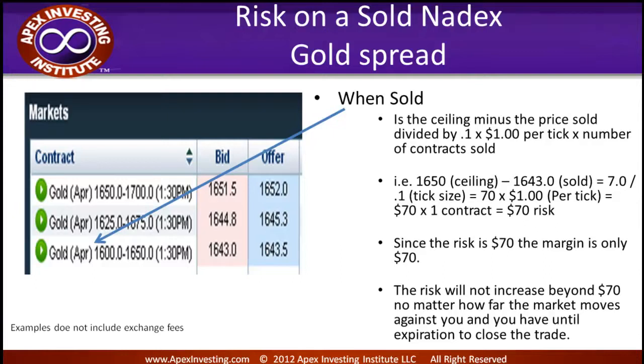And since the risk is 70, your margin is only 70, and the risk will never increase beyond 70, no matter how far the market moves against you. So the market could fly up all it wanted, but you'd never be down more than $70. And you have until expiration of that spread for it to come back and potentially be profitable on the trade.